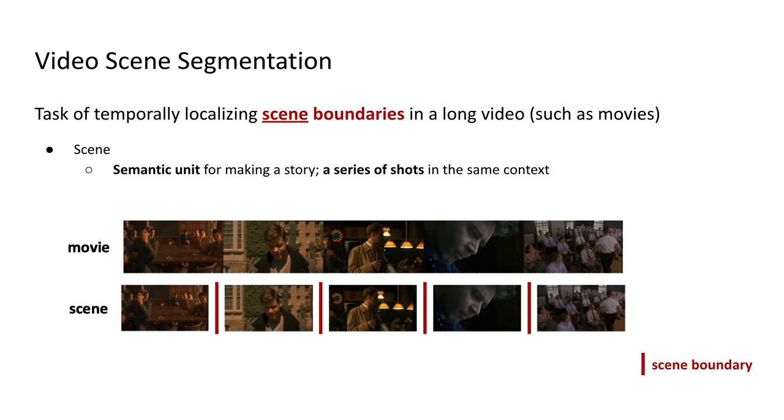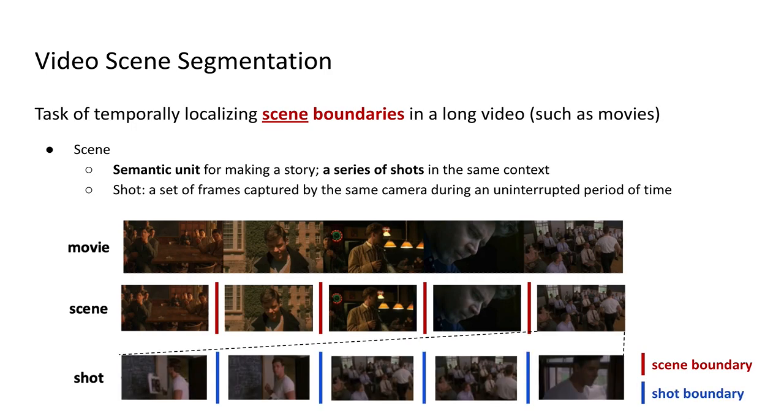In this work, we tackle the video scene segmentation task, which aims to temporally localize scene boundaries given an input long video such as a movie. While there exists a task of identifying shot boundaries, we focus on scene boundary detection because scenes are semantic units for making a story, so it is more important for understanding long videos.